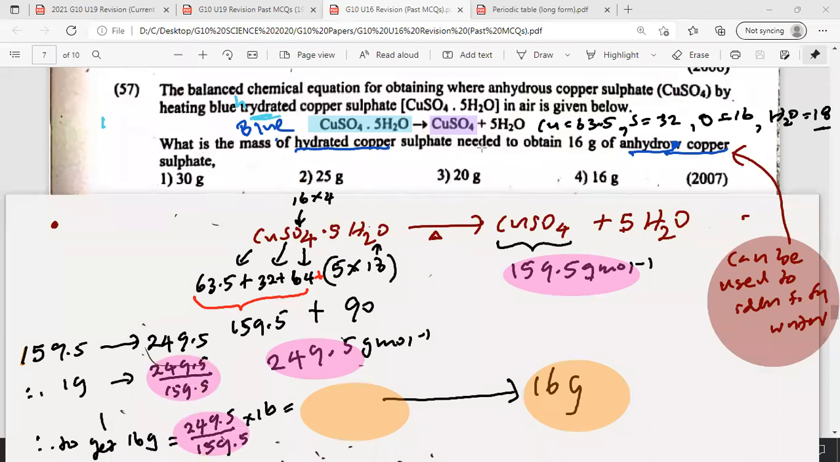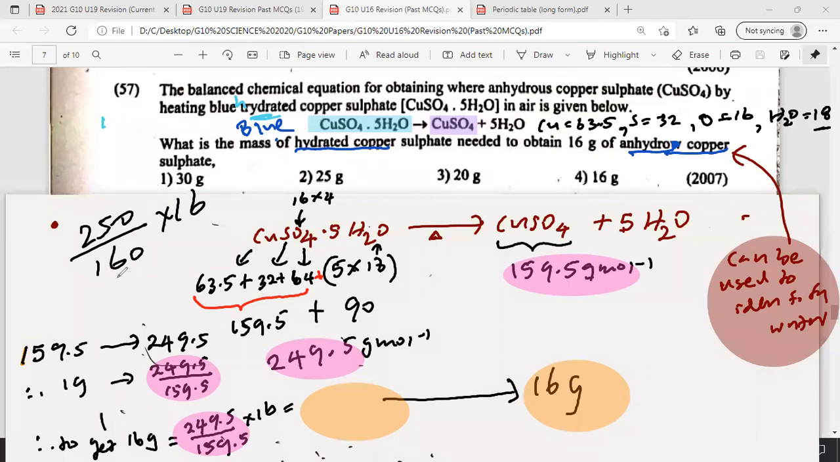Sir, when we approximate that 249.5 as 250 and 159.5 as 160, then we can get the rounded value, 25 grams. Yes, correct. You can round this off, then you get an approximate value because they have not given fractional values for the decimals. So if you take this 250 and this 160, and multiply by 16, then it's easy to simplify.